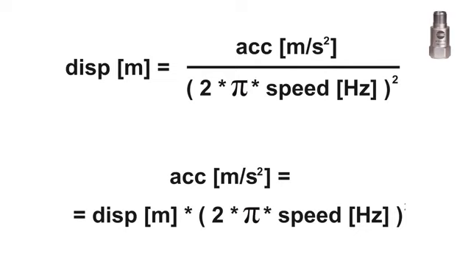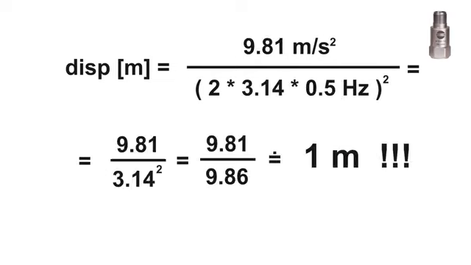We can use these formulas for conversion of acceleration to displacement and displacement to acceleration. Using this simple math, we can convert 1G to meters. If the speed is 30 RPM, it means half Hz. Do not forget, convert G to meters per square second firstly. The corresponding displacement level is 1 meter, not 1 millimeter, really 1 meter. No machine could work with such vibration level.